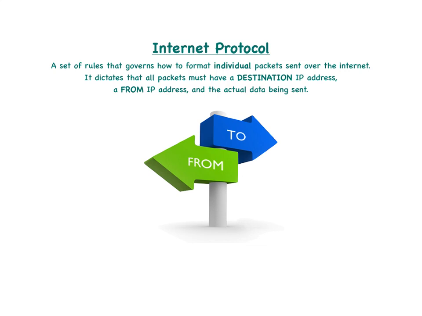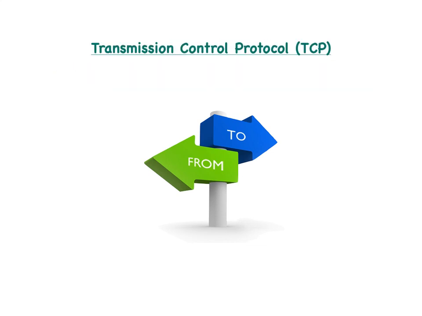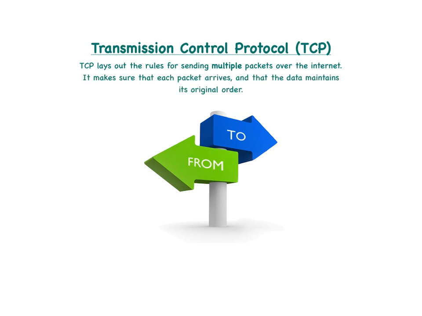Now, that all being said, this protocol only governs how to format an individual packet. We also have a protocol that governs how to format multiple packets whenever you're sending multiple packets across the internet. And it's called the Transmission Control Protocol, also known as TCP. It lays out the rules for sending multiple packets over the internet. It makes sure that each packet arrives and that the data maintains its original order.